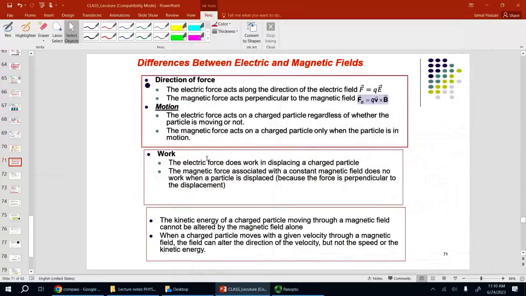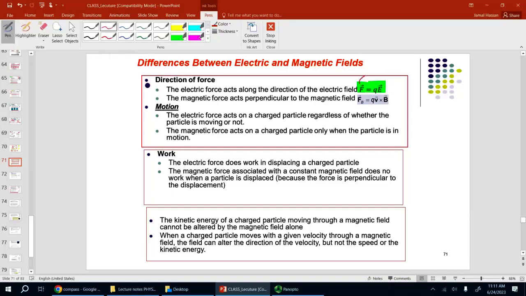So we're going to discuss some differences between electric field and magnetic field, how they behave in terms of force, motion, work, and things like that. We're going to go back to previous chapters. The way we define the electric field is in terms of the force acting on a charge inside this electric field. We said it is equal to QE, and we already discussed this in the previous slides a few minutes ago.